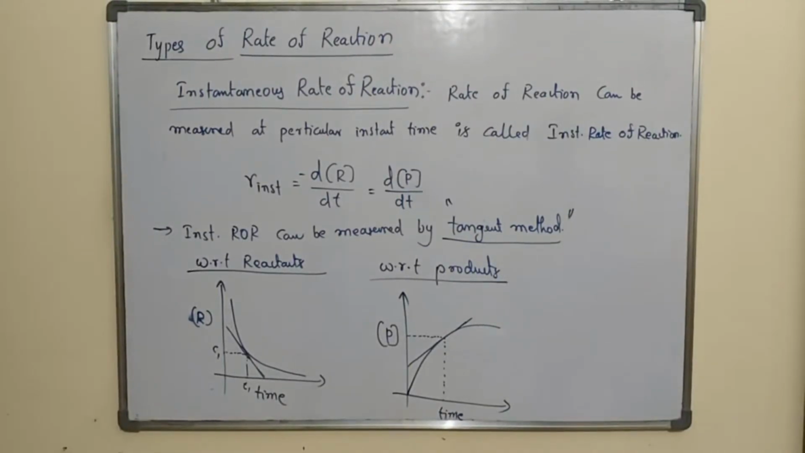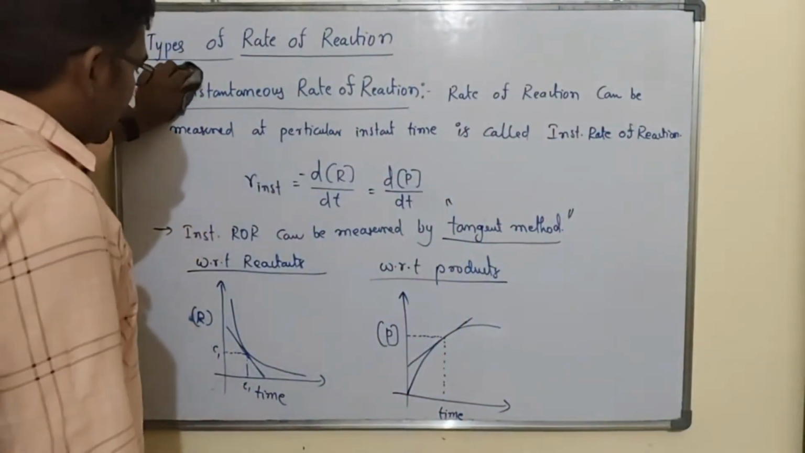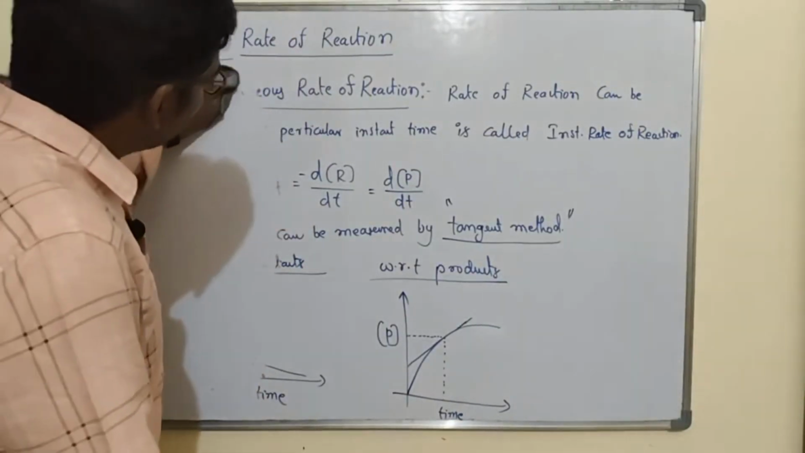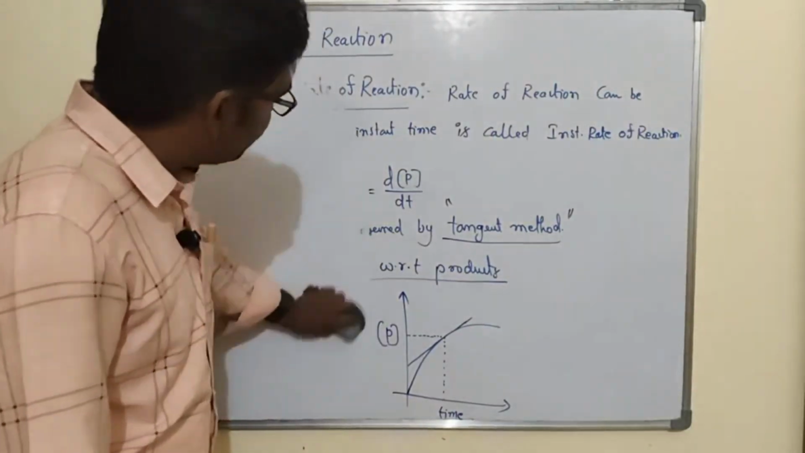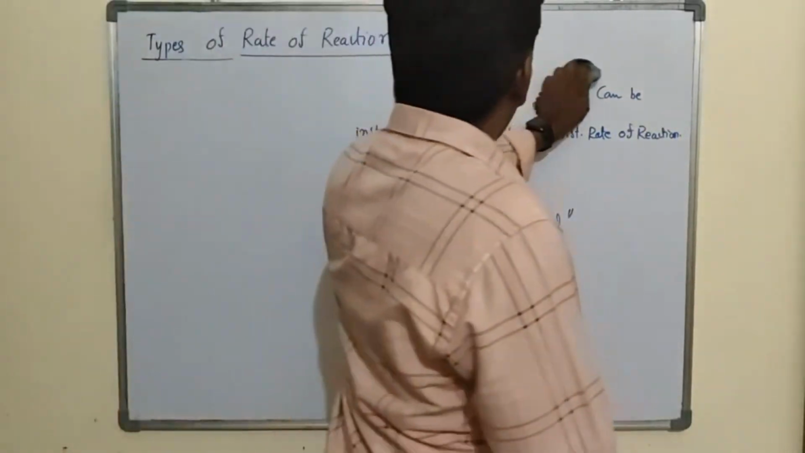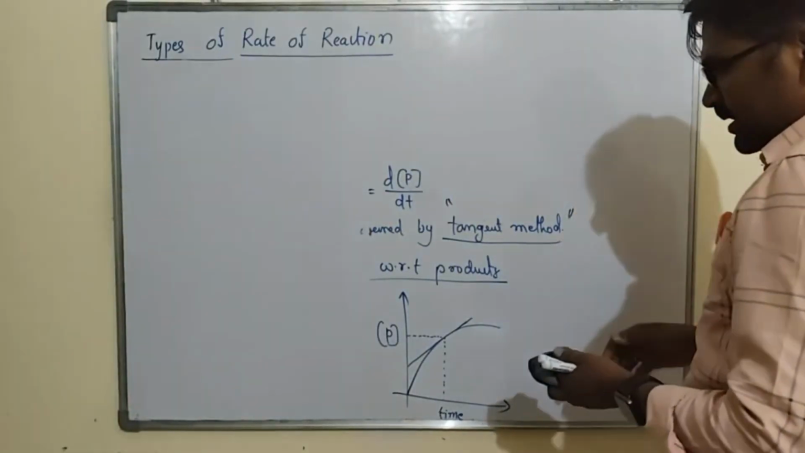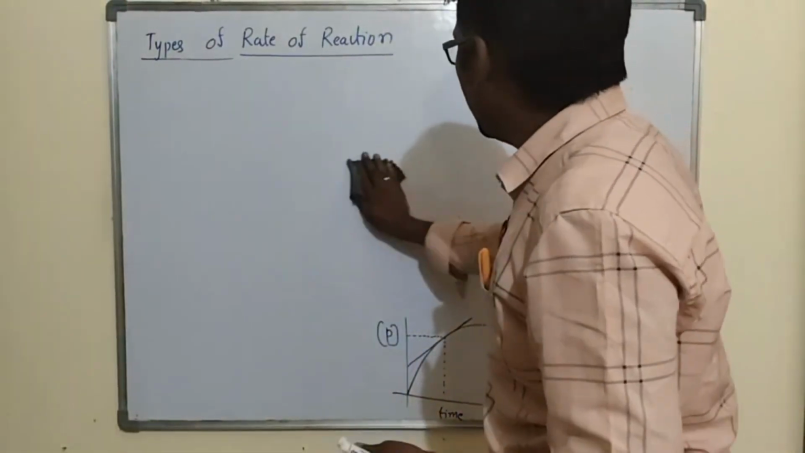Yeah, next point we have to discuss. Here we are discussing the types of rate of reactions. One is average rate of reaction, and one more is instantaneous rate of reaction. Instantaneous rate of reaction can be measured using the tangent method that we are discussing. Now, what do we have to discuss? Average rate and instant rate of a reaction.